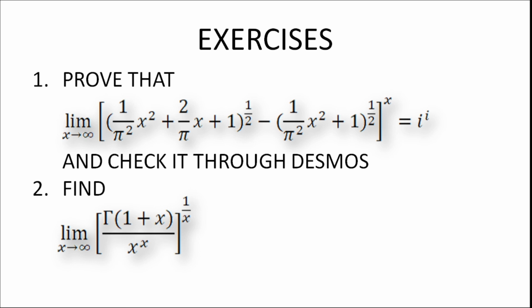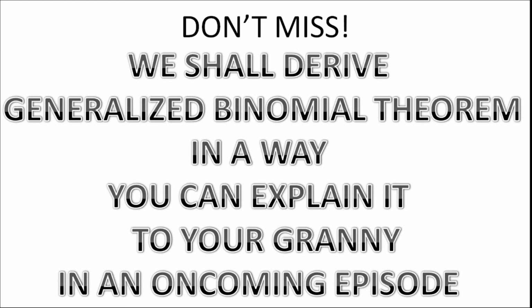So also the second exercise is a very trivial one. It is 1 plus x by x power x whole power 1 by x as limit x goes to infinity. You have to find it. It's a very trivial one. So don't miss. In a future episode, we shall derive a generalized binomial theorem in a way you can explain it to your granny in an oncoming episode. Of course, your granny should not be a retired math professor.